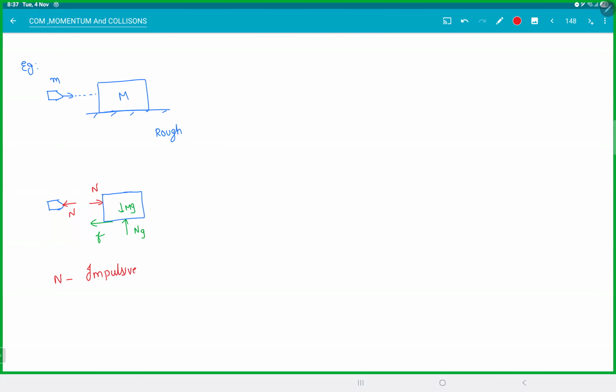What about mg? Mg does not change. Mg is constant with time. And what is N ground? N ground is also equal to mg. So N ground is non-impulsive. What is friction? Friction is mu into N. So all these are non-impulsive forces.